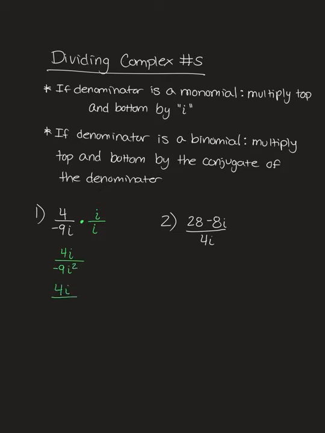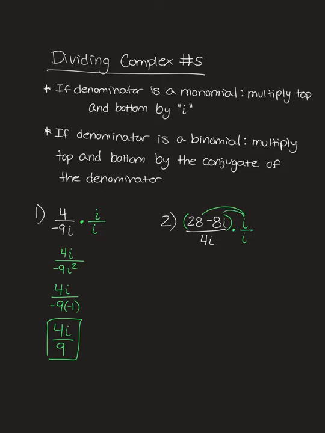The negative 9 is going to now get multiplied by the negative 1. So remember, i squared is equal to negative 1. So we will have 4i over 9. No longer is there an i in the denominator, so that is simplified. Looking at number 2 here, again, I just multiply the top and bottom by i because my denominator is a monomial. Okay, it's only one term.